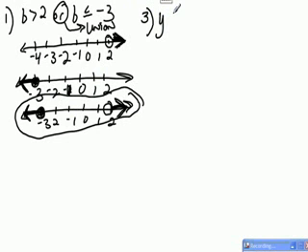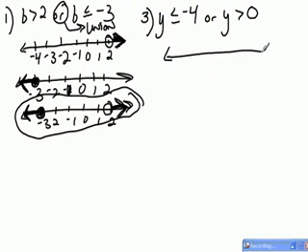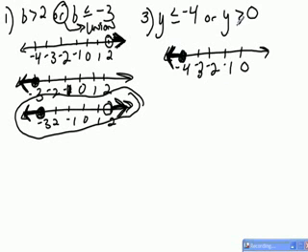Number 3, we have y is less than or equal to negative 4, or y is greater than 0. So if we want to try putting them all on 1, we can do that. We can go from negative 4, negative 3, negative 2, negative 1, 0. y is less than or equal to negative 4. It means there's a dot at negative 4, and it's less, so it goes this way. And then y is greater than 0, so there'd be a circle, because it's not an equals, and it goes to the right. And that was pretty easy. On to number 5.